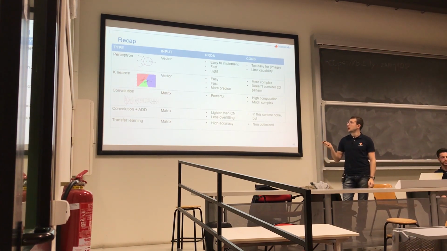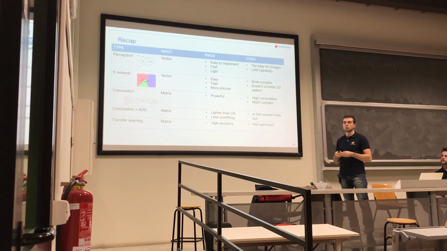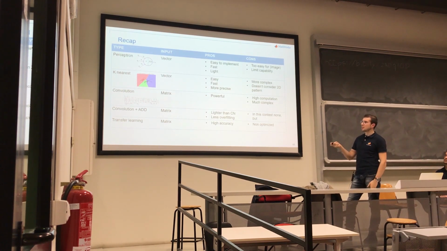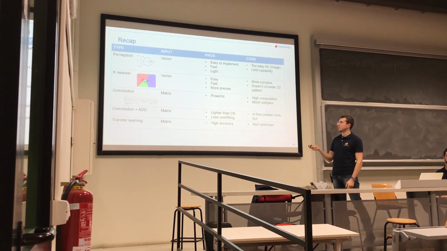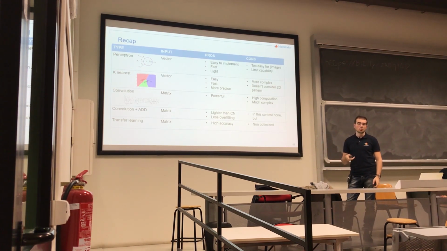Then we can go to the convolution. Convolution needs matrices, and it's powerful, yes, but it has a higher complexity and needs a lot of power to be calculated. So we can use some add-ons, such as the dropout, or ReLU, some other intermediate layer that can reduce the dimension of our network. And then, the last one, we can use transfer learning. So we have a higher accuracy, but it's not optimized. I mean, you generally use a bigger network than the one required.